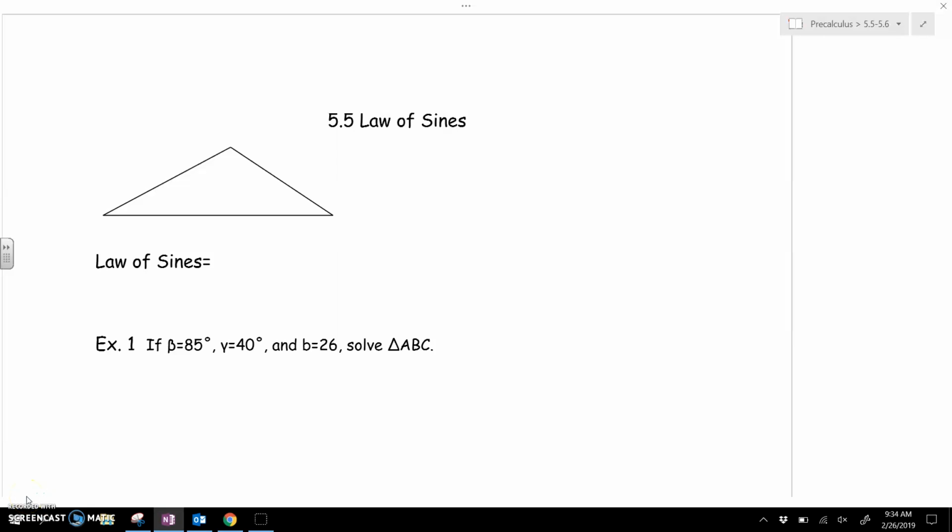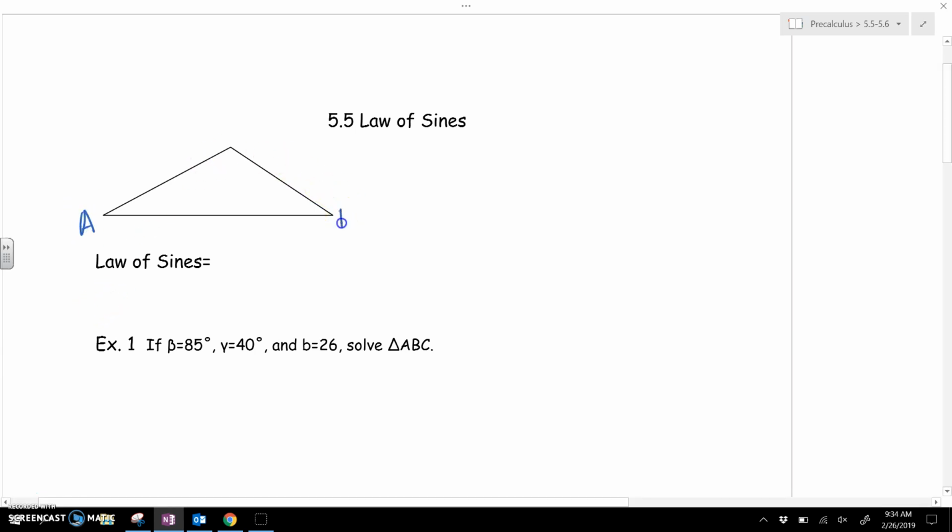Today, this video is to remind you of the law of sines and maybe for some of you, introduce you to the law of sines. So before we do some examples, we're just going to review what the law of sines allows us to do. Basically, it's a way for us to solve missing pieces of a triangle that is not a right triangle. Okay?